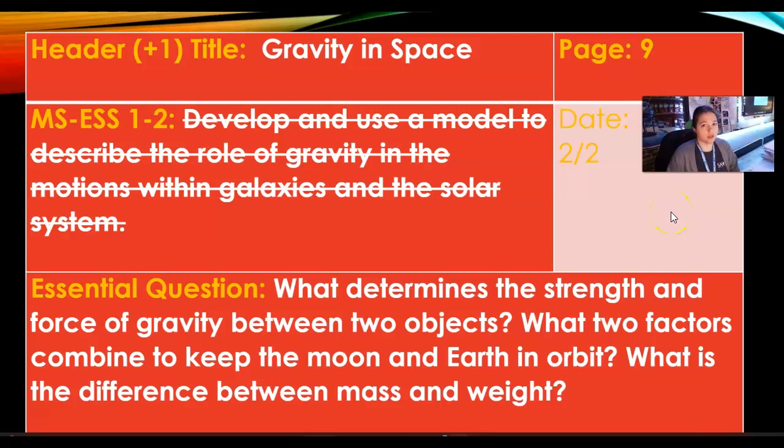Okay, so today's notes are about gravity in space. This is page 9 on the back of the last set of notes, seasons. You're going to look for the essential question: what determines the strength and force of gravity between two objects? What two factors combine to keep the moon and Earth in orbit?